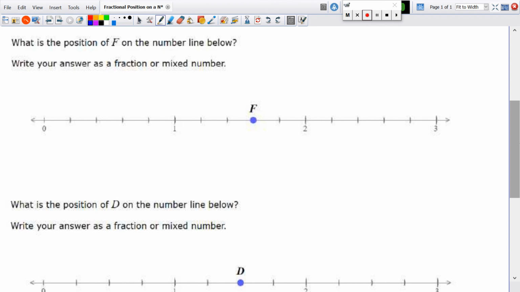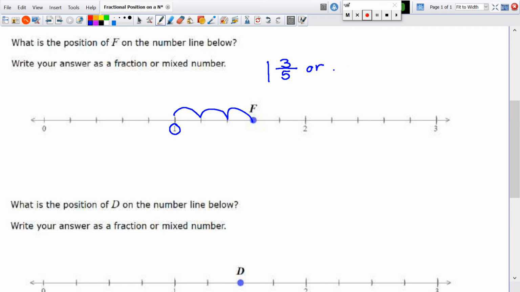Okay, so on the next one, I start with the number in front of my point. The regular number, the whole number, is a 1. I count how many spaces there are between that and the following number. So 1, 2, 3, 4, 5 spaces. That becomes my denominator. And I count how many lines from that number I went over. 1, 2, 3.